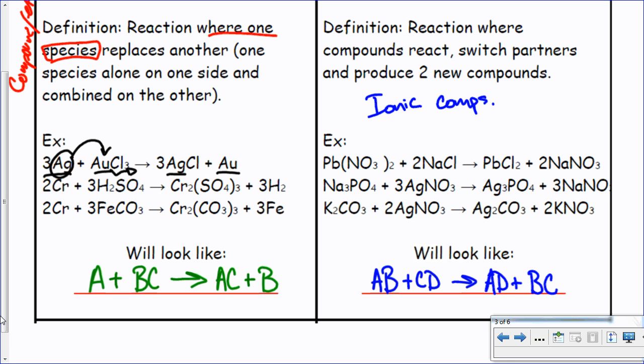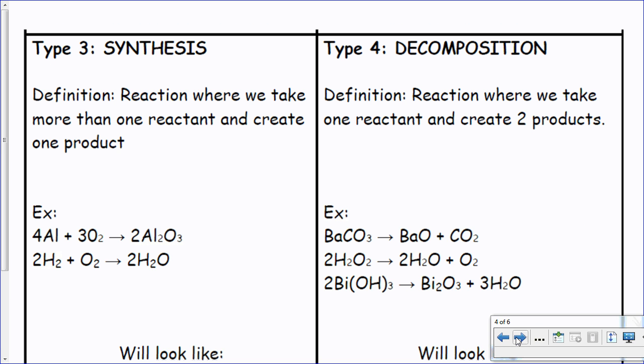If you don't see that, if I put an A over the Pb wherever I find it, and a B over the NO3 wherever I find it, and a C over the Na wherever I find it, and a D over the Cl wherever I find it, you can see I have AB plus CD makes AD plus CB. Double swap.